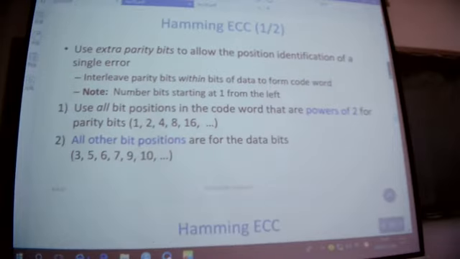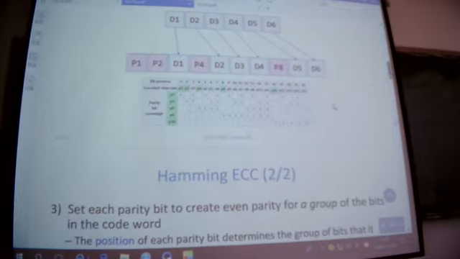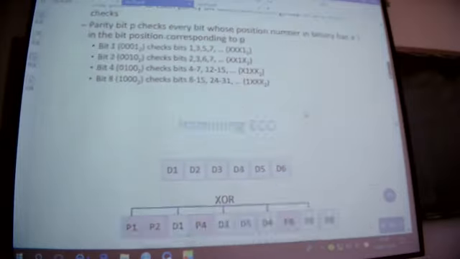Okay, having ECC, we can see this. There is Hamming ECC. There is some example we don't get.